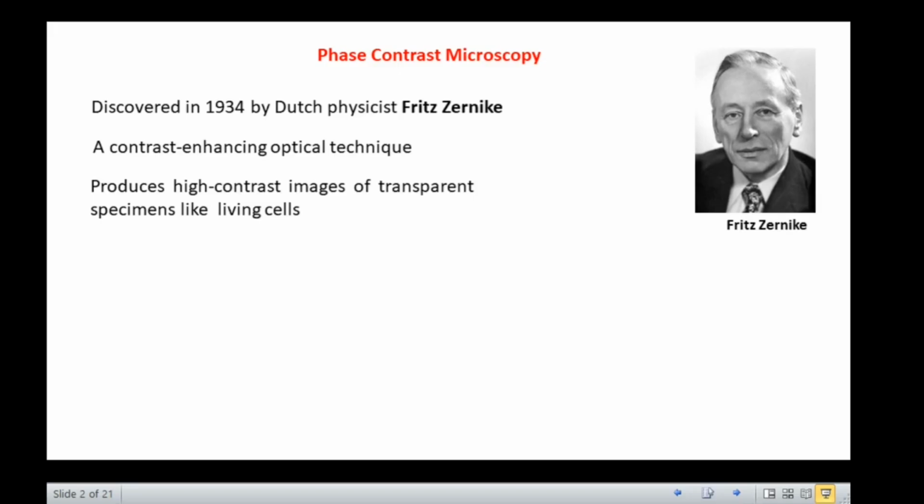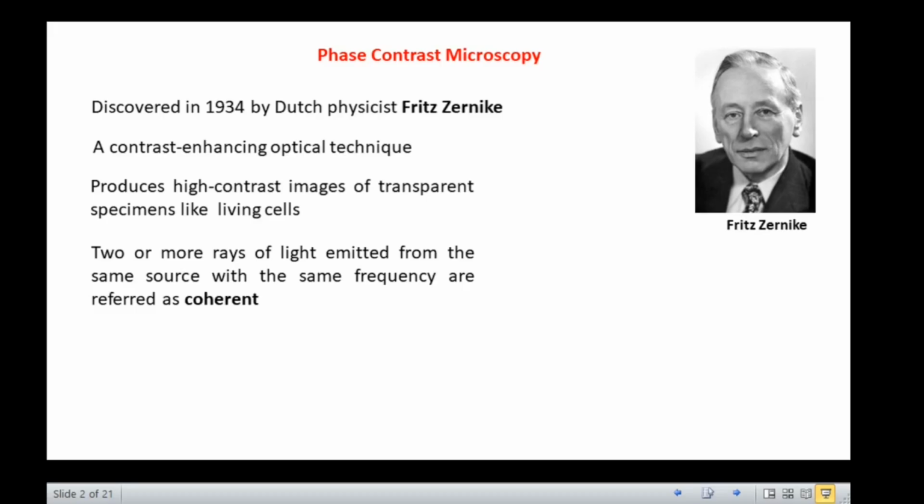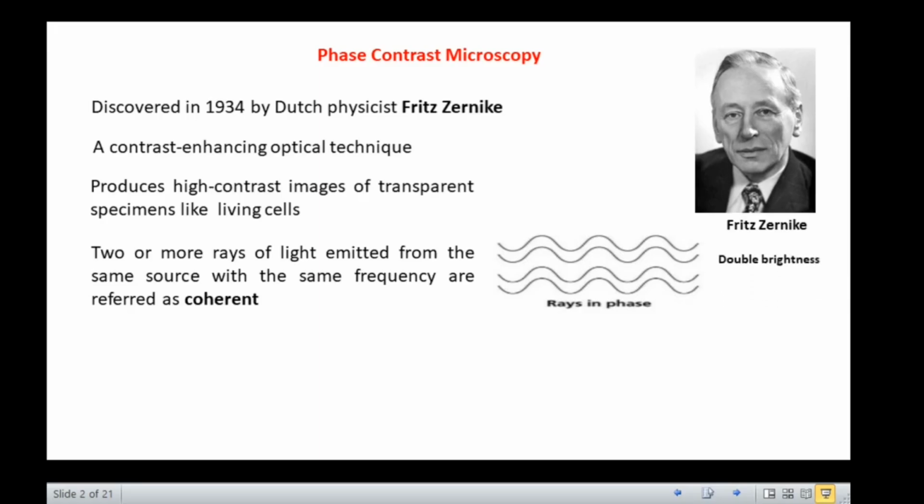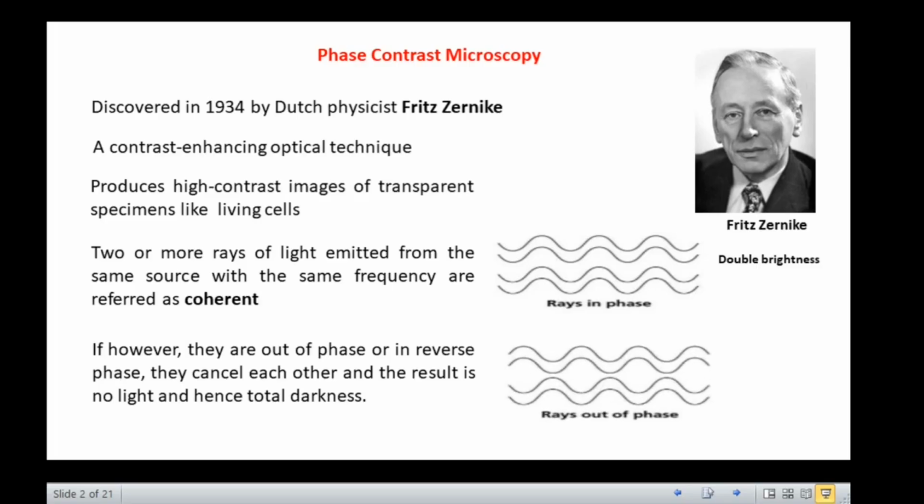Two or more rays of light emitted from the same source with the same frequency are referred to as coherent rays. Two such rays of equal amplitude in the same phase are able to combine, and hence the amplitude doubles. Therefore, the light is twice as bright. If, however, they are out of phase or in reverse phase, they cancel each other and the result is no light and hence total darkness.